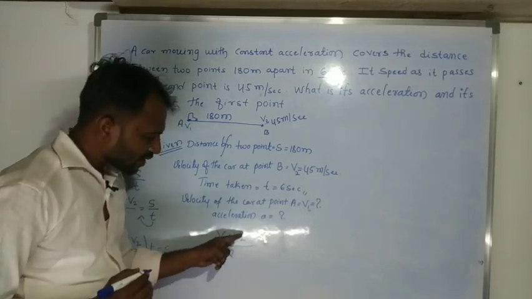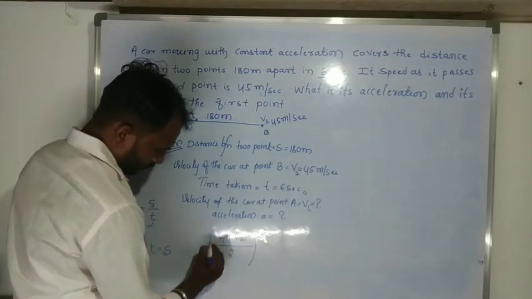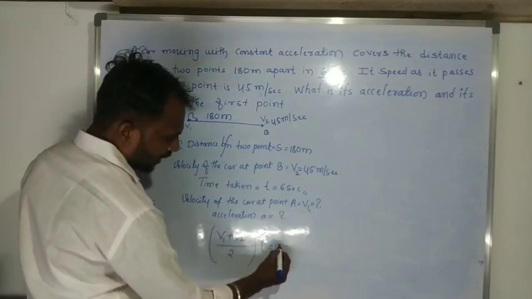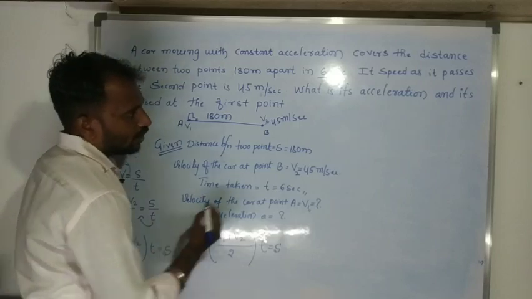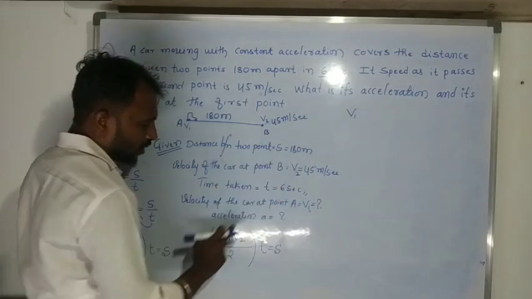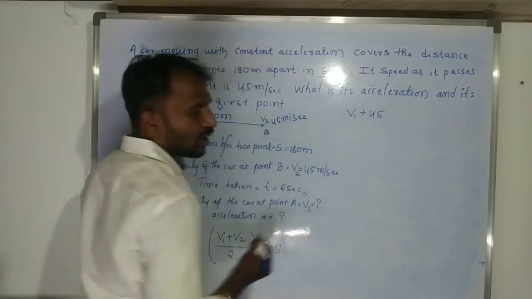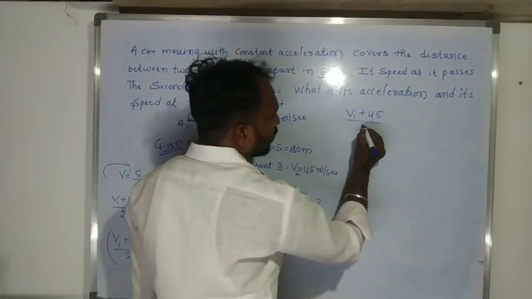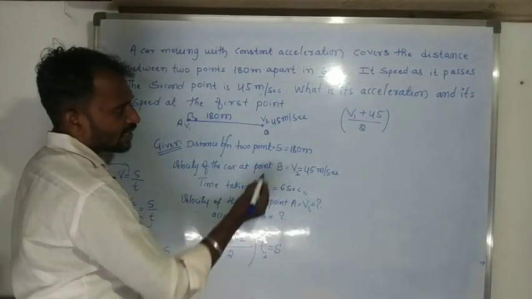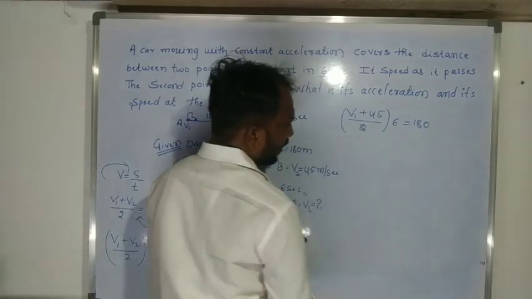So this reason, v1 plus v2 divided by 2. This one is average velocity into t is equal to S. Here we want to find out the v1 value. v1 as it is plus v2. The v2 value is 45 meter per second, divided by 2, into the time value. The time value is 6 seconds, so into 6 is equal to 180.